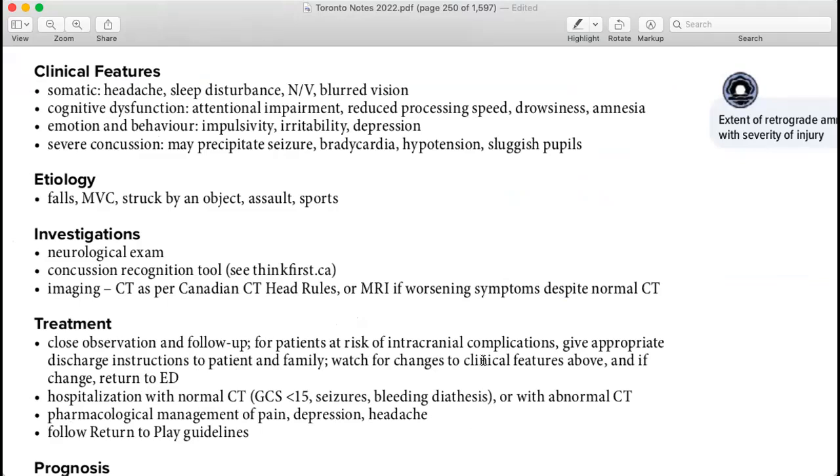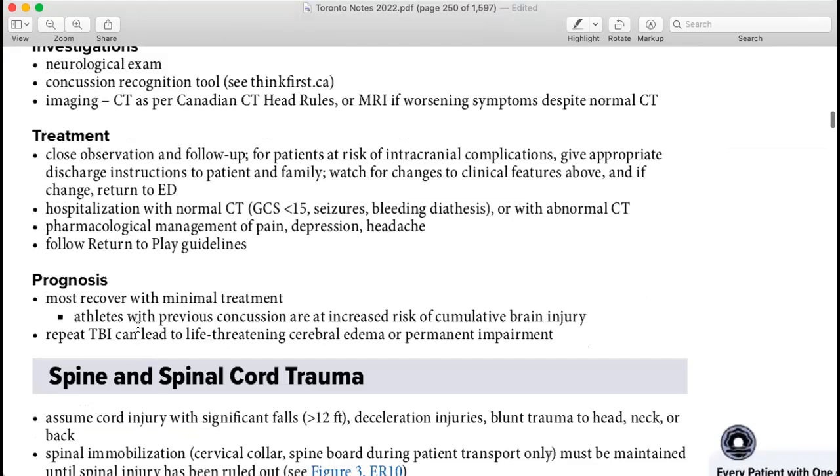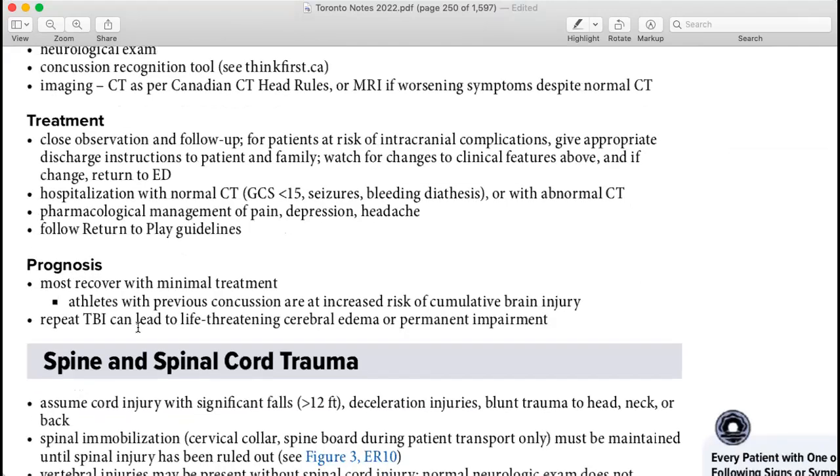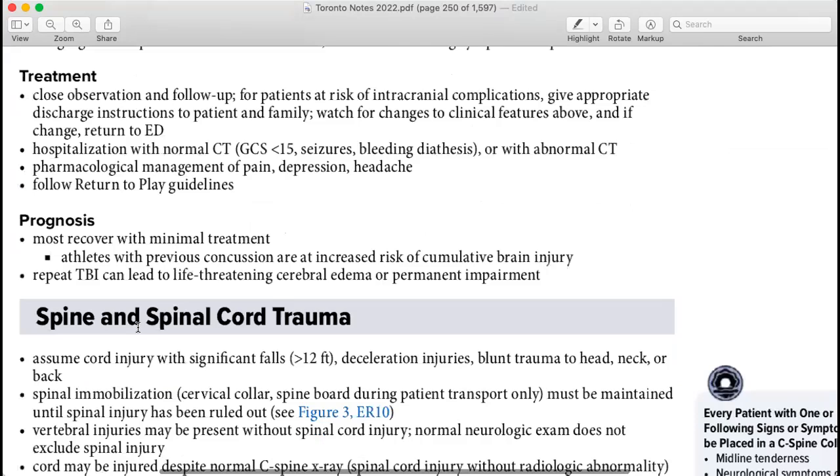Hospitalization with a normal CT scan. If they want to go for a CT scan, definitely you are going to order the CT scan. With a normal CT scan, if there is GCS less than 15, seizures, bleeding, diastasis, then hospitalization, pharmacological management of pain, depression, and headache. Depending on that, you are going to give Tylenol or whatever is needed. Follow return-to-play guidelines. As I told you, 1 week of refraining is there, and slowly they can start activity. I will send you those play guidelines. Athletes with a previous concussion are at increased risk of cumulative brain injury.